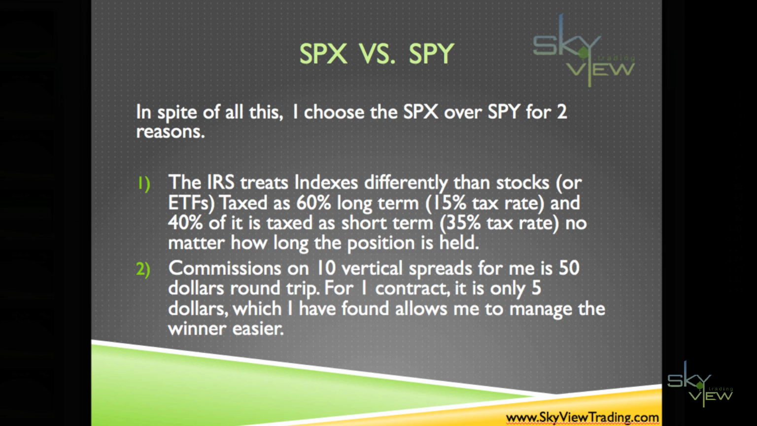Also, commissions on 10 vertical spreads for me personally is $50 round trip. So it would be 20 contracts on entry and then 20 on exit. One vertical spread would be $5 round trip for me, which would be 2 contracts in and 2 contracts out, which I have found allows me to manage the winner a lot easier.